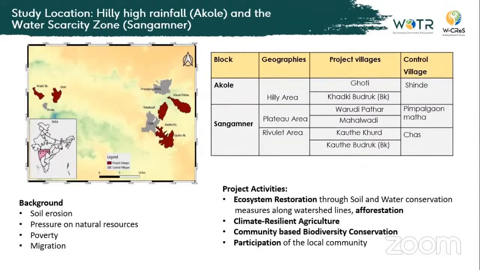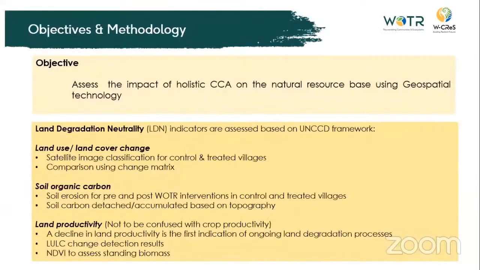And these are the project villages where we did our climate change adaptation work with integrated watershed development as well as the promotion of climate resilient agriculture practices. The objective of this study was to assess the impact of holistic climate change adaptation on the natural resource base using geographical technologies.